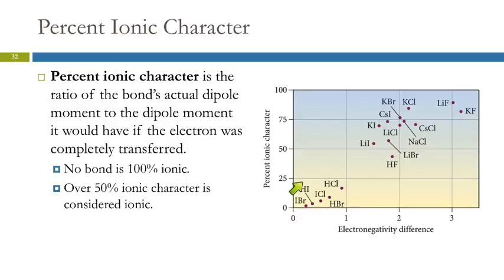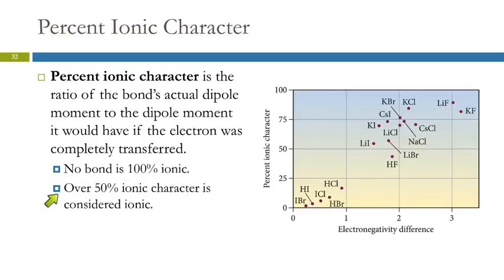So these are all nonmetals, right? Iodine and bromine, hydrogen and iodine. And so they all have low percent ionic character. Using my simplified rules, we would look at these and say, those are polar, but they're going to be covalent, right? Because they're nonmetals.